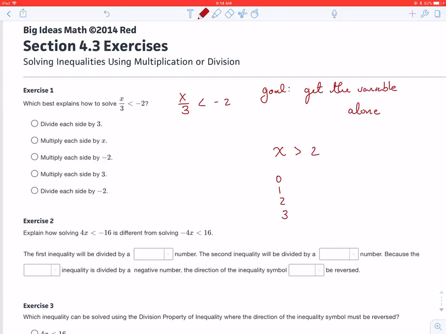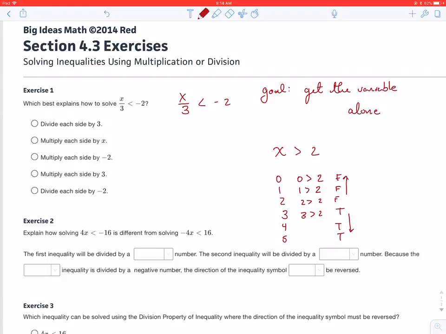For example, if we plugged in numbers 0, 1, 2, and 3, if we substituted 0 in for x, 0 is greater than 2, well, that's false. If we tried the number 1, 1 is greater than 2, that's also false. 2 is greater than 2, false. 3 is greater than 2, there's our first true statement. And if we continued to do that, just increasing 4, 5, we would get true and true statements every time.